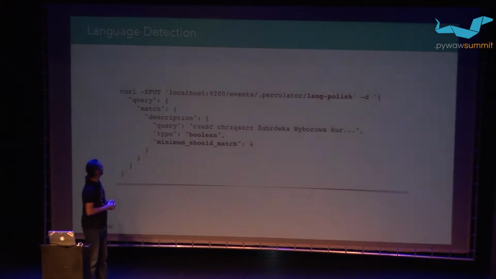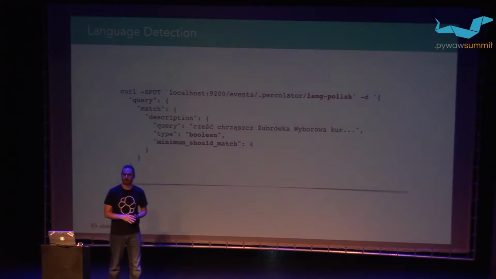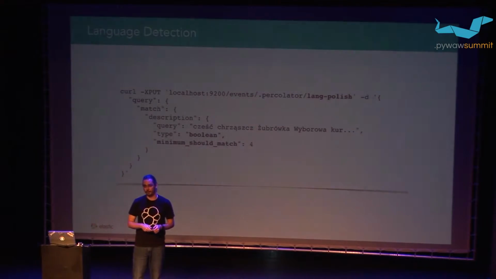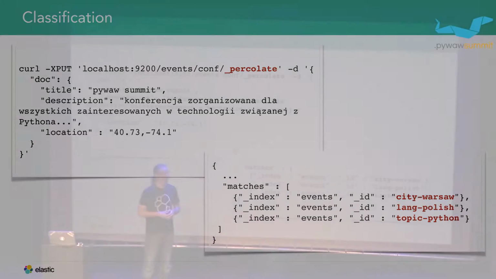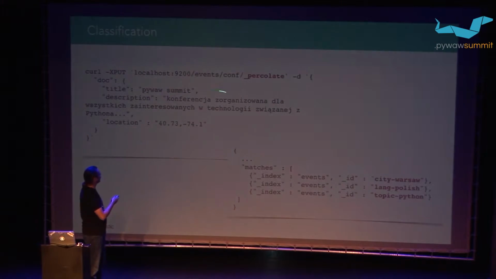It is here also to show that in the Percolator we can use the entire power of Elasticsearch. Any query that you can run, you can also use as a Percolator. So if you put all of this together in the convenient API, we then show it a document. So we have a document in the events index. It is of a type conference, and we ask Elasticsearch to percolate on it.